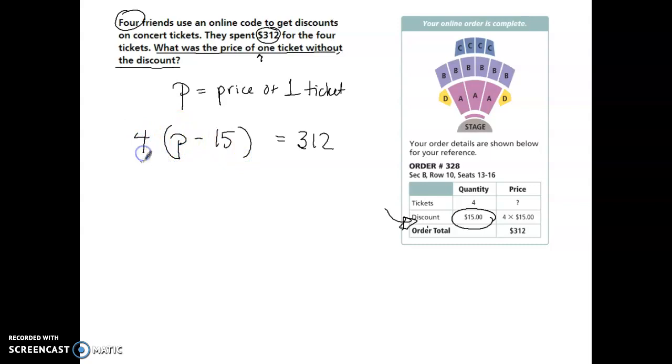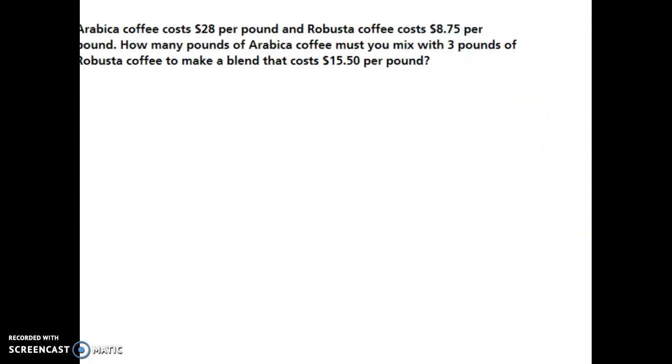Let's see if we've got it. We have 4 times the price of the ticket minus the discount equal to 312. You've set up your linear equation. You should be able to solve it, and you will get P equal to 93. That is what you said originally, the price of the original ticket. All right, let's try one more.